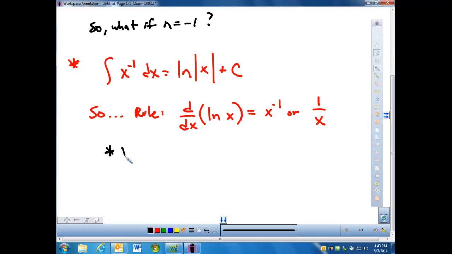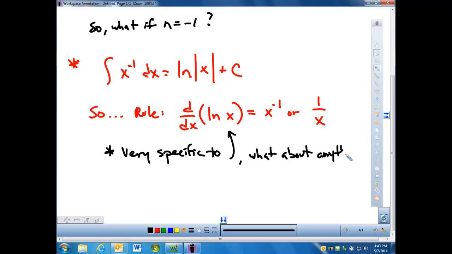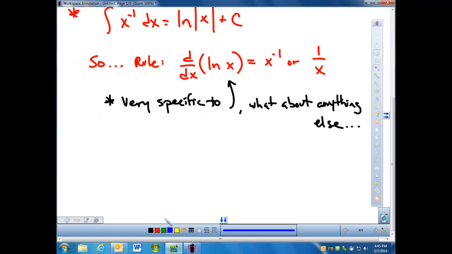But that's pretty specific, right? Remember, that only works if it's exactly the natural log of x, and that doesn't happen very often. So just like we have the last couple days, let's expand this rule to the natural log of other things. And so we have a more generalized rule for this, and this is the more important one for the day.